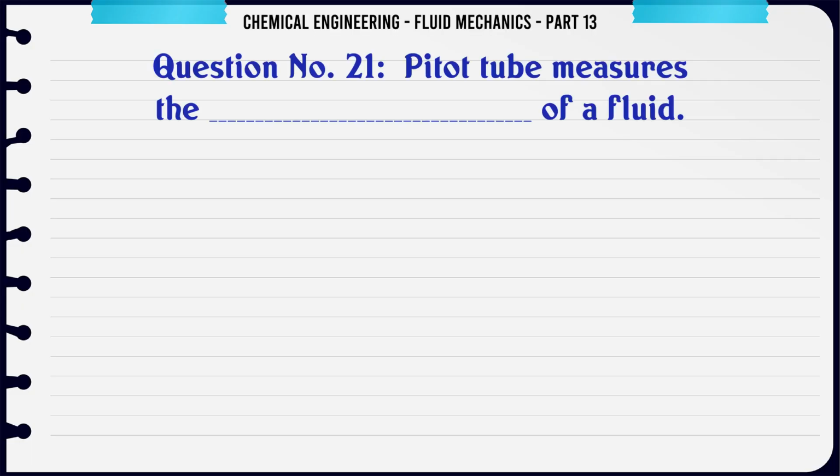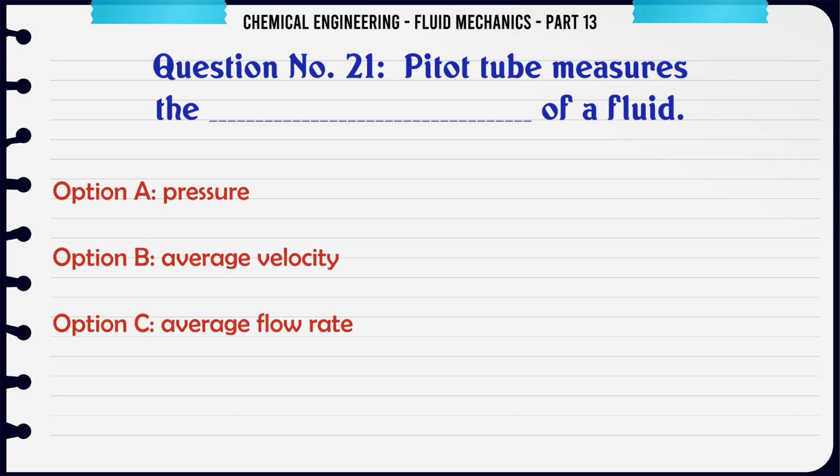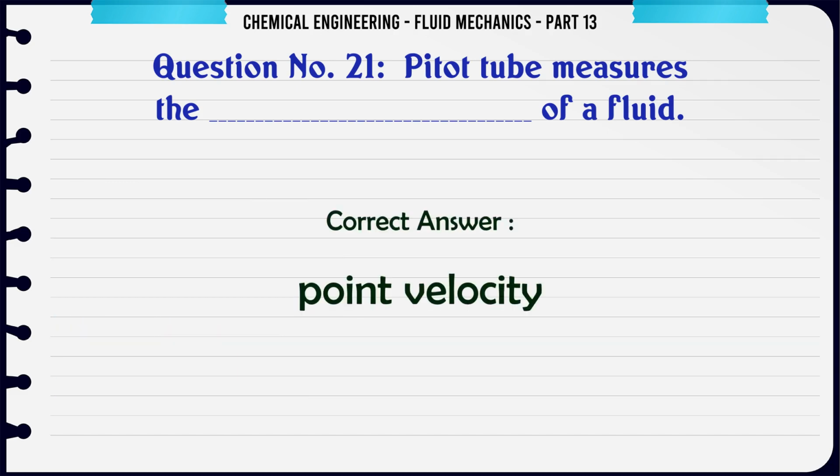Pitot tube measures the of a fluid. A. Pressure. B. Average velocity. C. Average flow rate. D. Point velocity. The correct answer is point velocity.